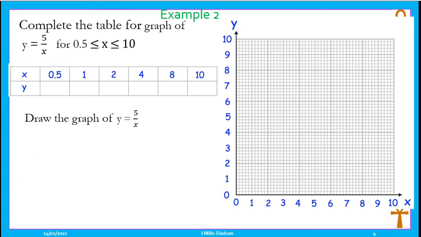Now try this yourself and see if you can compute the values. Let's check the answers. Try and see if you can plot it. You need to just pause the video and do it before you continue. Okay, let's see.